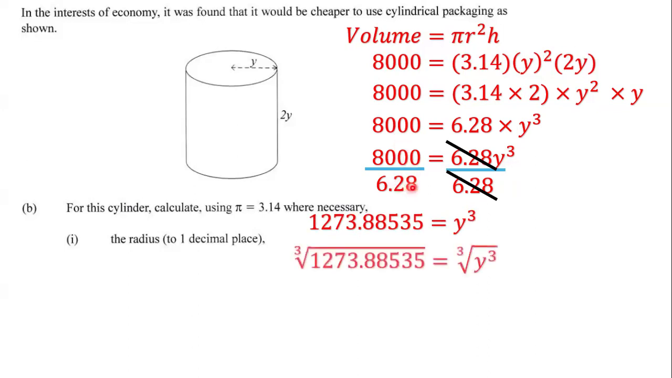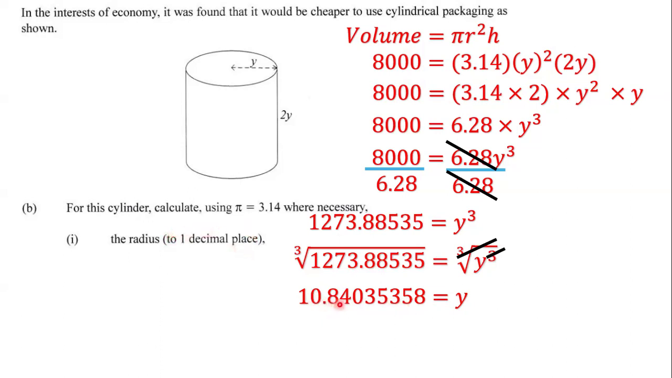And we're going to take the cube root of both sides of this equation, because we want to get rid of this power 3. That means this root will cancel with this power. And so y is equal to the cube root of 1,273.88535. And that gives us that y is equal to 10.840353558. But they want the radius correct to 1 decimal place.